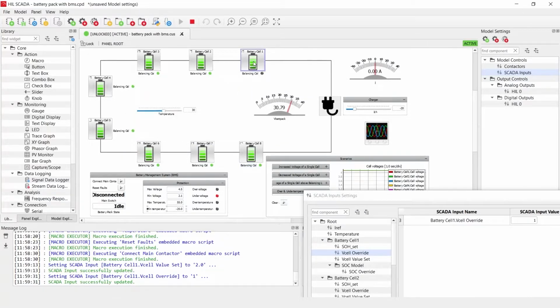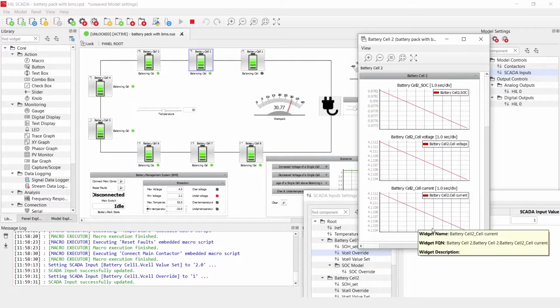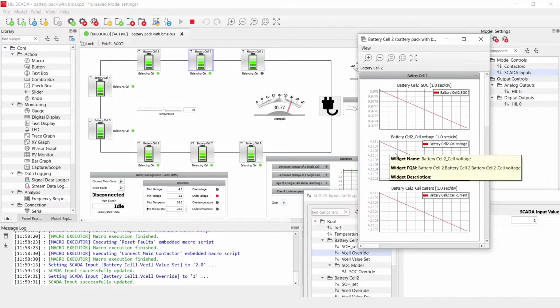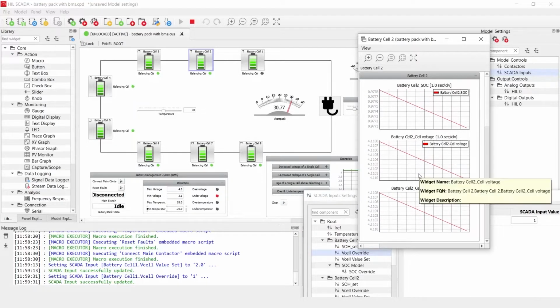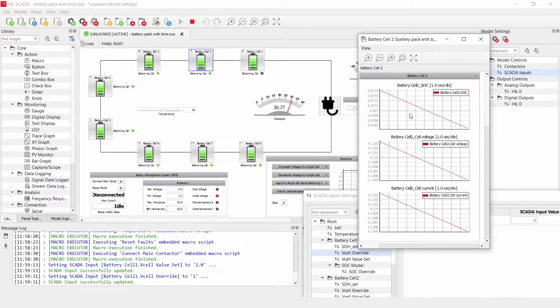So because battery cell 1 has the lowest voltage, all the other battery cells are being balanced until they reach 2.2 volts. We can see how the balancing is happening by seeing here that the cell current is actually flowing through the battery. And this is the balancing current. Also, we can see that the cell voltage is dropping, although slowly, and that the state of charge is also dropping. It will take some time for these battery packs to discharge to 2.2 volts.